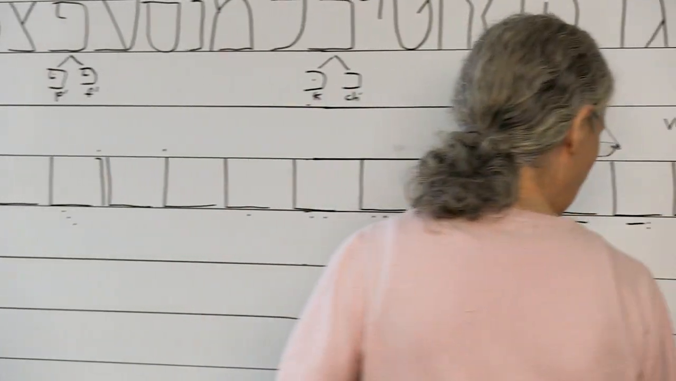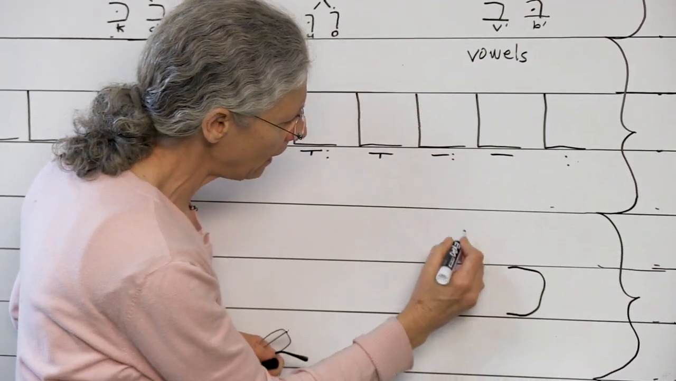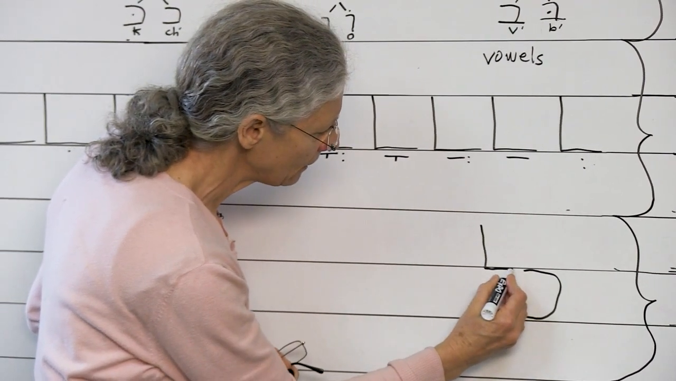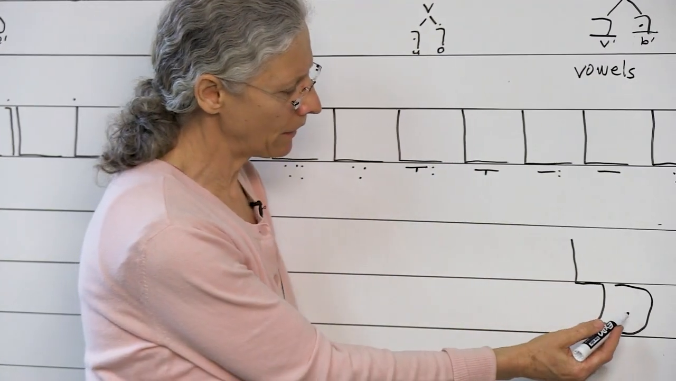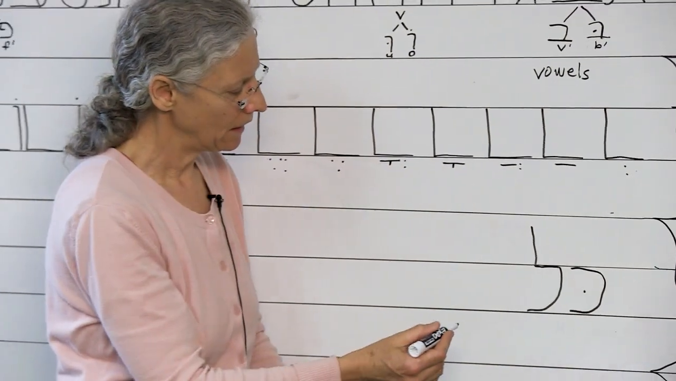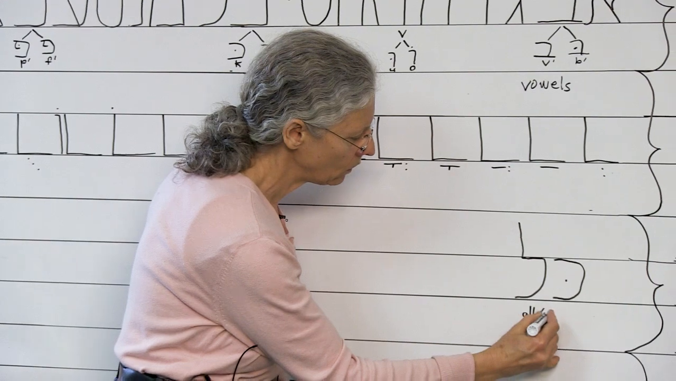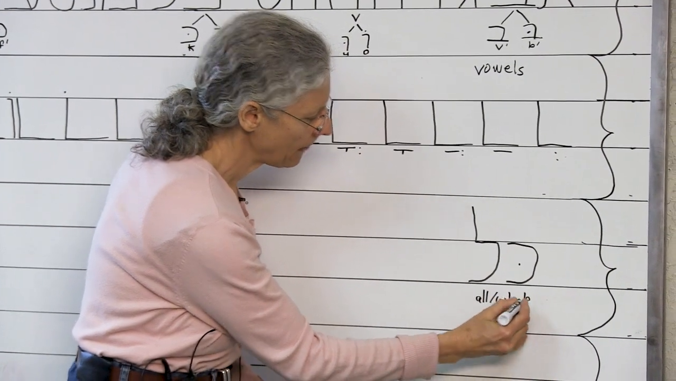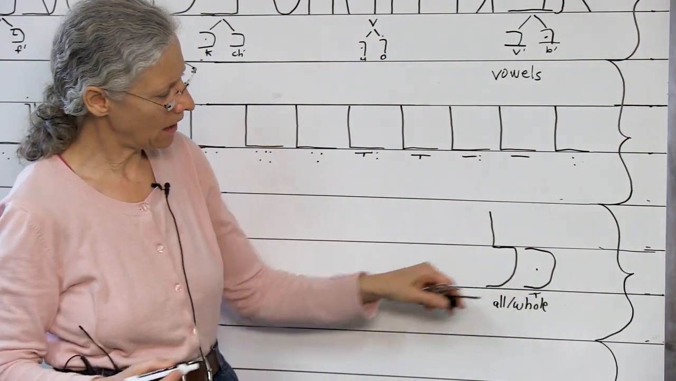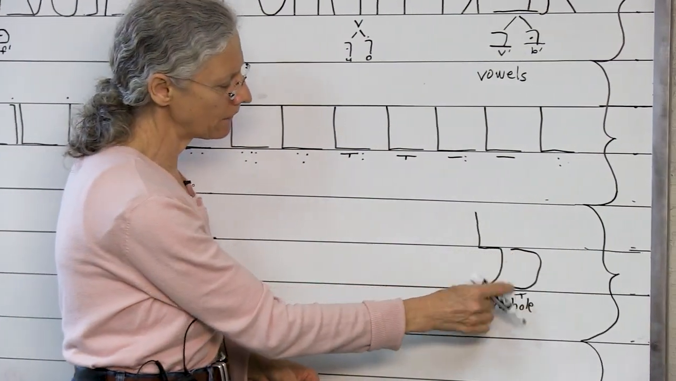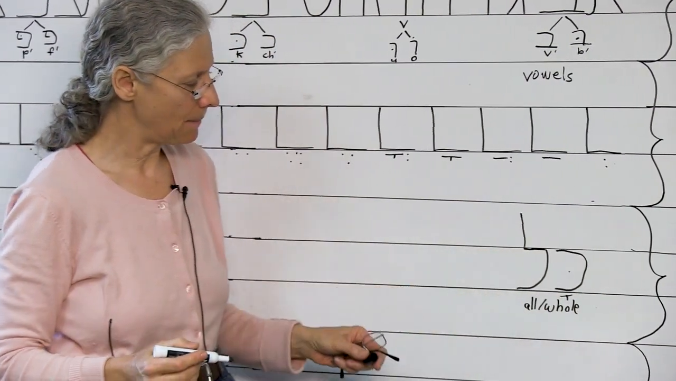Yes, that's correct. Because they're the same letters, it's the same word, right? So it's chaf, lamed. Whenever you see this word, whether it's pronounced with a chaf or with a kaf, it means all or whole. But it's with a kamatz here, right? It has a kamatz. So it's either a chaf kamatz lamed or a kaf kamatz lamed.